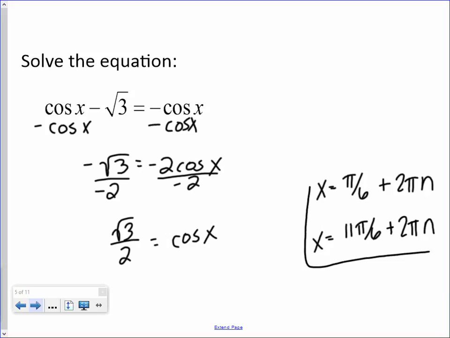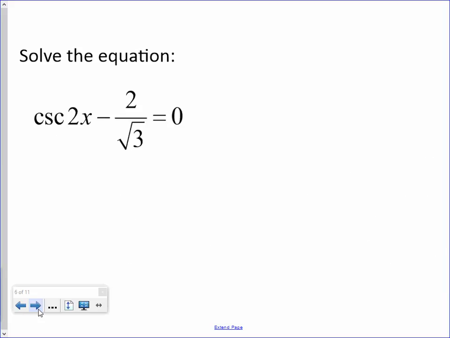Are we okay with this so far? Does anybody have any questions or clarifications we should make? No? You're good. Okay. Thumbs up. Okay, try another one. Cosecant of 2x minus 2 over square root of 3 equals 0.